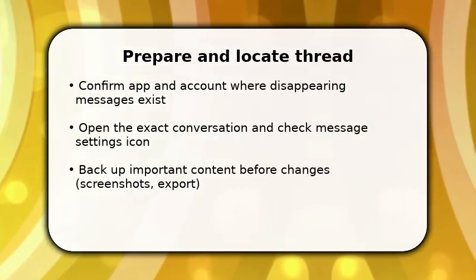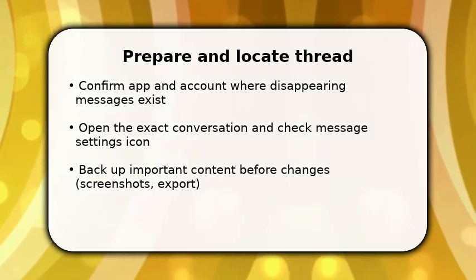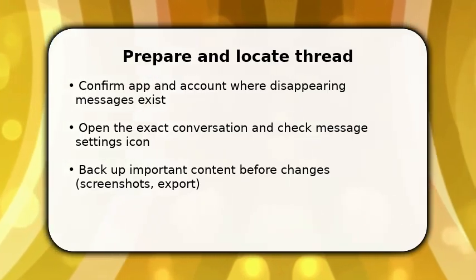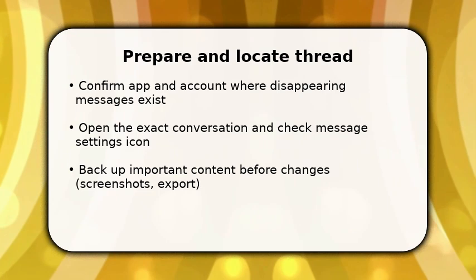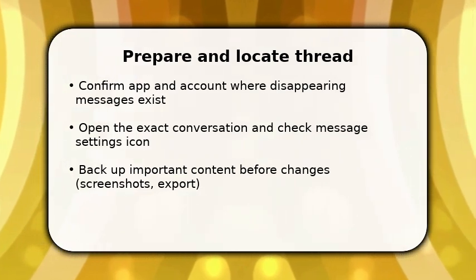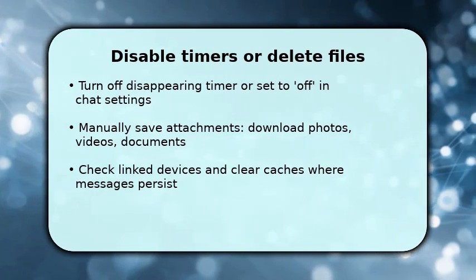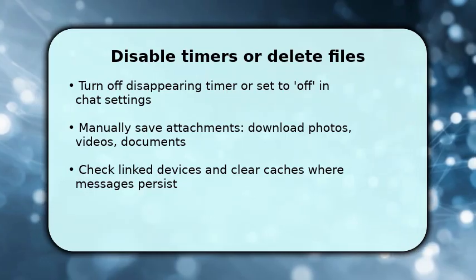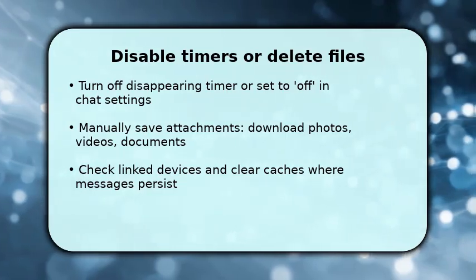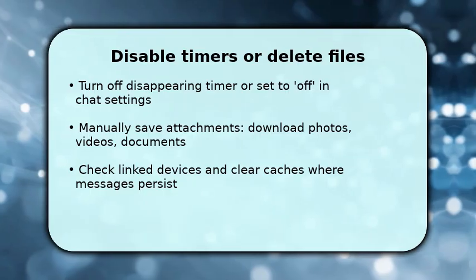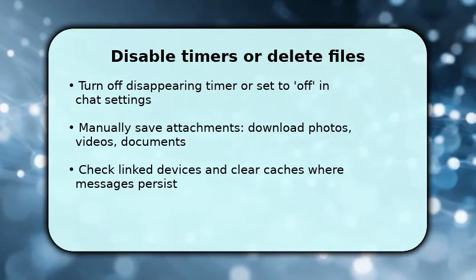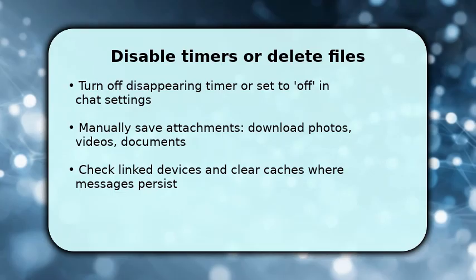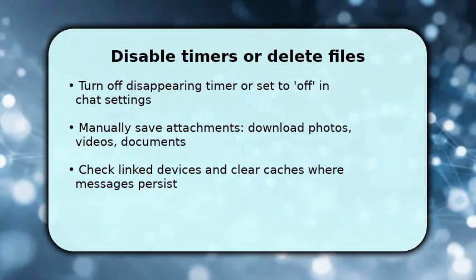This prevents data loss and speeds the process, so make sure you have salvage copies before changing timers or deletion rules. You now disable the disappearing timer or change it to a persistent setting. Go into chat settings and select off or a long duration. Next, manually save attachments. Download photos, videos, and documents to a secure folder, since timers often ignore saved copies.